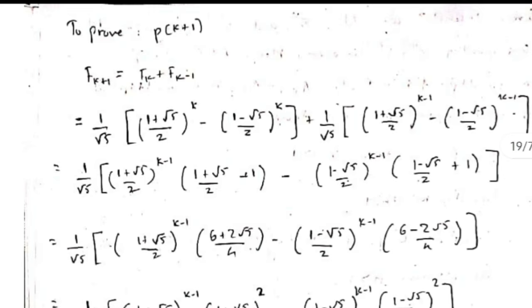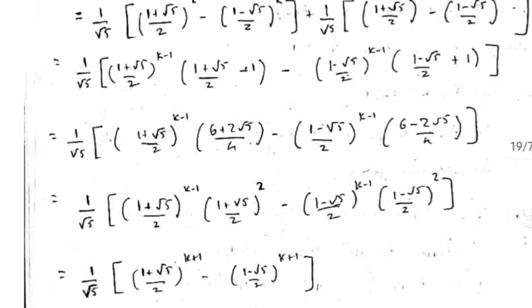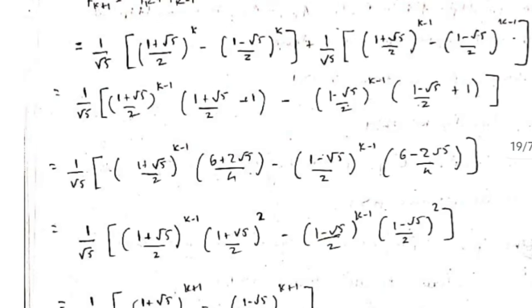So what is the Fibonacci sequence? The sum of the previous two numbers. So f of k plus 1 can be written as f of k plus f of k minus 1. We will write the values of both of these separately and then take common terms and make some changes. Here what we did is we took the LCM and multiplied the numerator and the denominator by 2. So we will get this term.